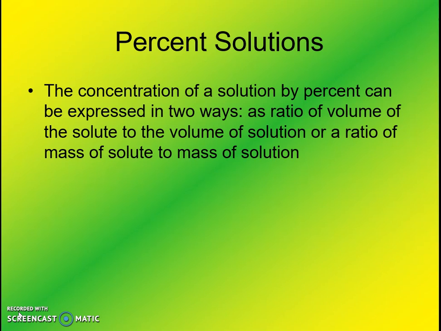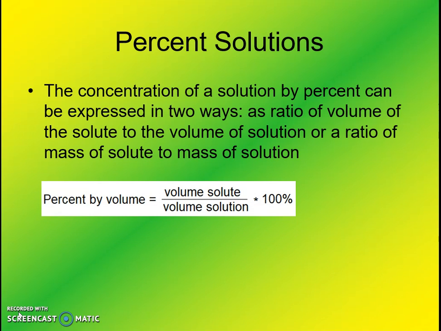So percent solutions, we look at percent by volume and percent by mass, getting a ratio of the volumes of the solute versus the solution and the mass of the solute versus the mass of the solution. So to solve for the percent by volume, again, it's just a part over whole ratio. The volume of the solute that's dissolved into the volume of the entire solution times 100%. This is probably one you see more frequently.